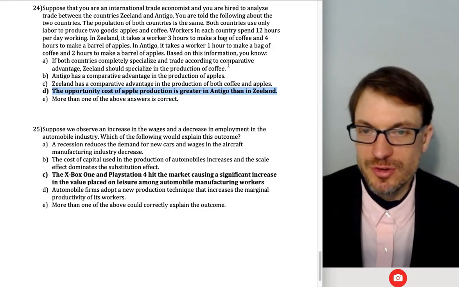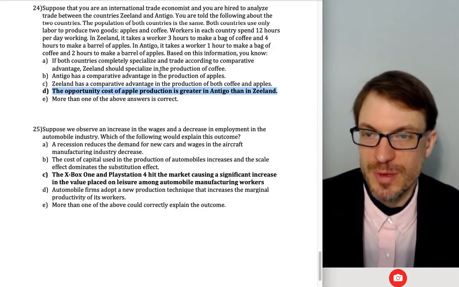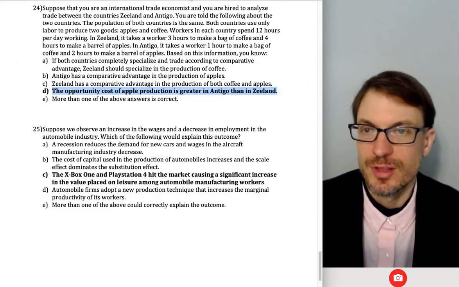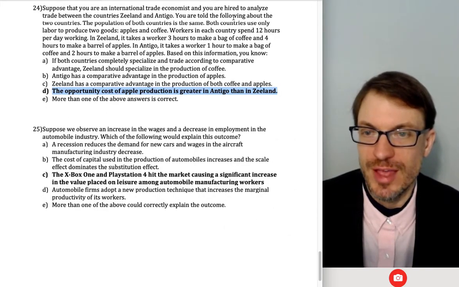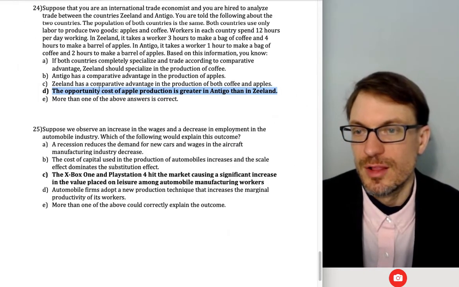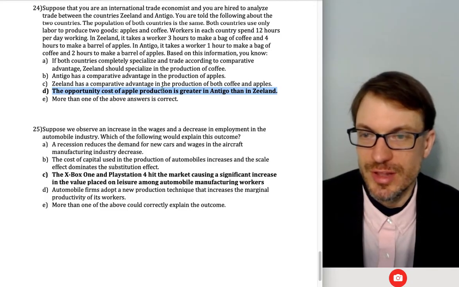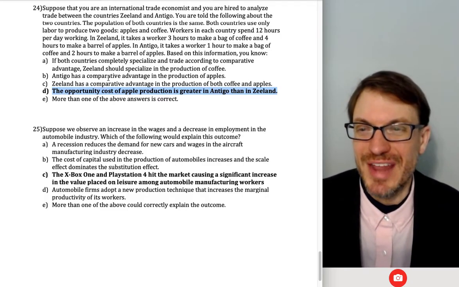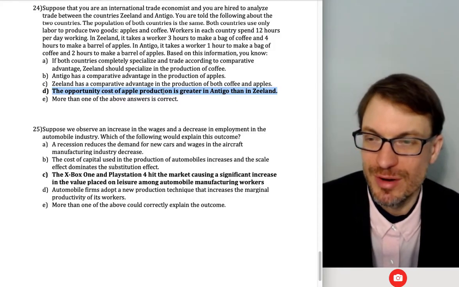Let's see. If they specialize in trade according to comparative advantage, Zealand should specialize in production of coffee. Oh, we said Zealand should specialize in apples. Antigo has a comparative advantage in production of apples. Antigo's comparative advantage was in coffee. Let's see. Zealand has a comparative advantage in both. No, you can't have a comparative advantage in both, right? You can have an absolute advantage in both. You can't have a comparative advantage in both.